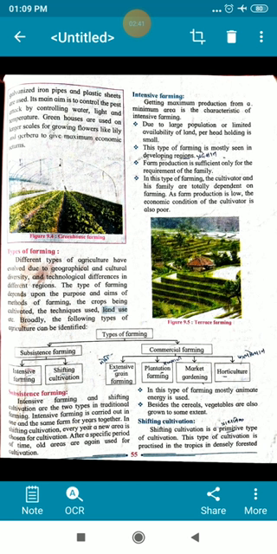Broadly, the following types of agriculture can be identified. They have given them in a tabular form. Let us see that. Types of farming. First, farming is categorized into two, that is subsistence farming and commercial farming. Subsistence farming is further classified into intensive farming and shifting cultivation, while commercial farming is classified into extensive grain farming, plantation farming, market gardening, and horticulture. So let us see one by one.